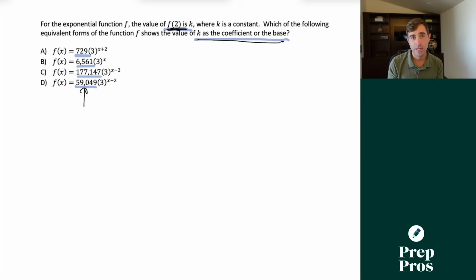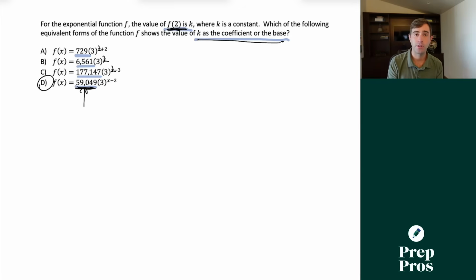Now, once we understand that, we can find our right answer a lot more easily, because essentially for it to still be equal to this, that value needs to be multiplied by 1. And therefore, when we plug 2 in for x, we're looking for which equation is going to raise 3 to the 0 power, because anything to the 0 is 1. So we're going to multiply that initial value by 1. It's going to stay itself. And that's why D is our correct answer here, because 2 minus 2 is 0, 3 to the 0 is 1. So that is still going to be equal to 59,049.